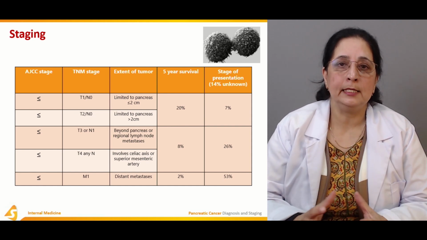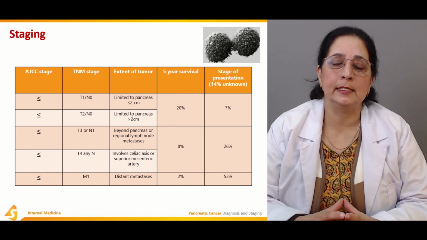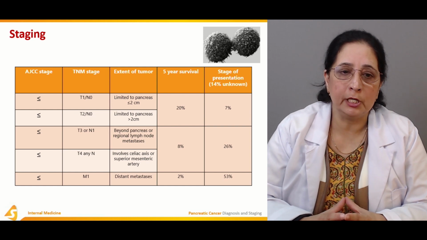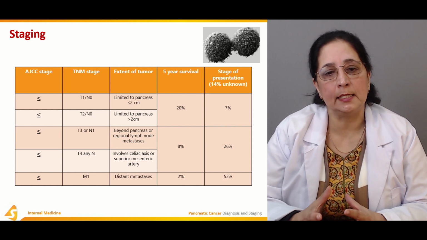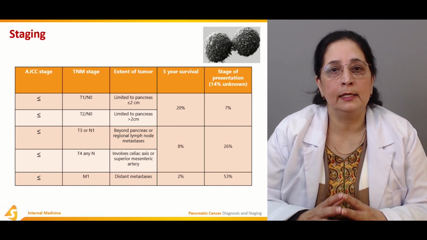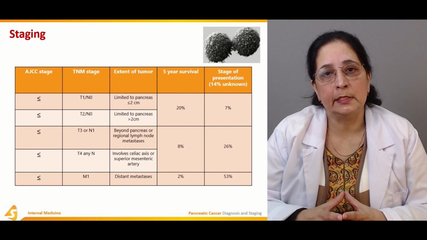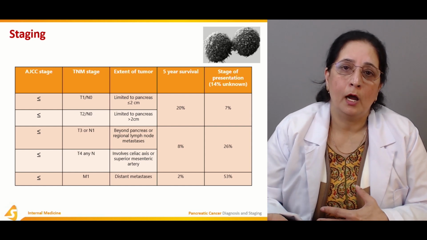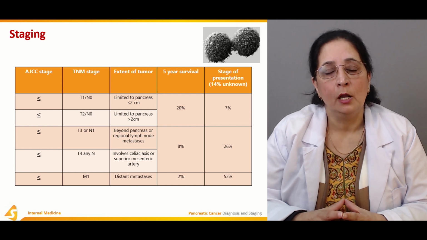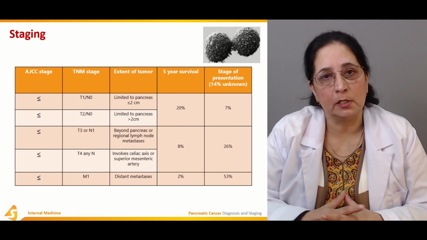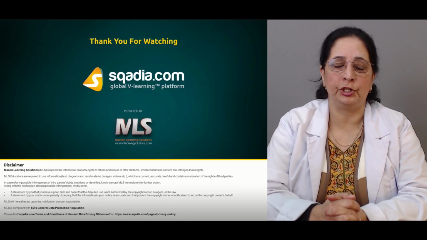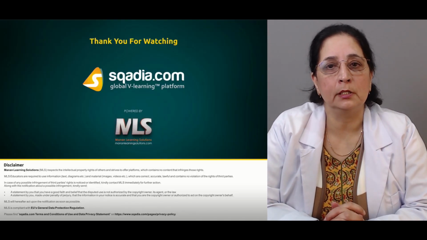So that's the staging of pancreatic cancer, according to the AJCC American system and TNM classification, in which we find the tumor, node and metastasis, and we know how good the prognosis will be and how well it can be treated, or how poor the prognosis of the patient will be. So that was all about section 3. Thank you for watching sqadia.com.